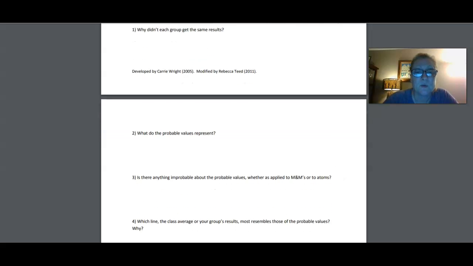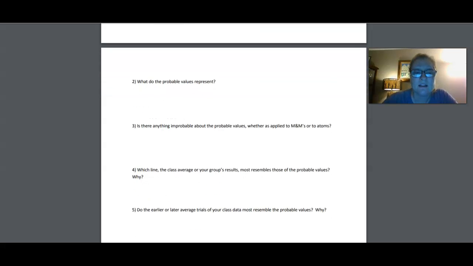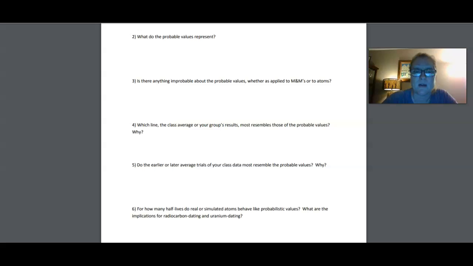Is there anything improbable about the probable values, whether it's applied to M&Ms or to atoms? Is anything ever perfect? Is anything ever going to come out exactly like you thought? That's how you're going to answer that one. Which line, the class average or your group's, most resembles the probable values? Take a look at your class average data and compare it to the probable, and also your data and compare it to the probable. Just tell me how they compare.